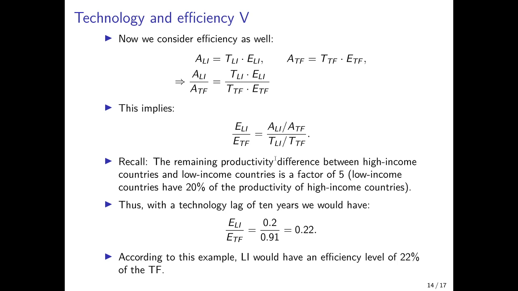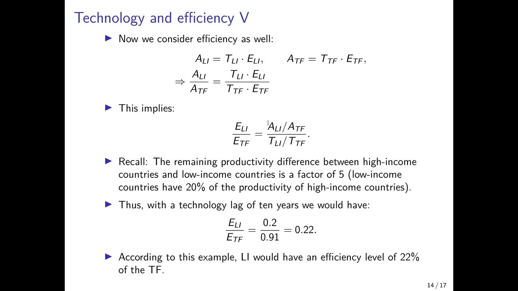And now we can plug in what we already know. We already know from the chapter on human capital, the previous chapter, the previous video, that the remaining productivity difference between high-income countries and low-income countries that we can still not explain by physical capital accumulation and human capital accumulation is a factor of 5. So that means the low-income country would have 20% of the productivity of high-income countries. And now we can just plug this in.